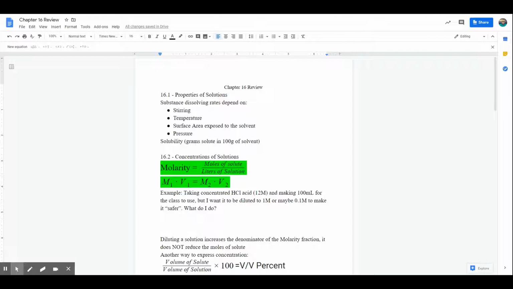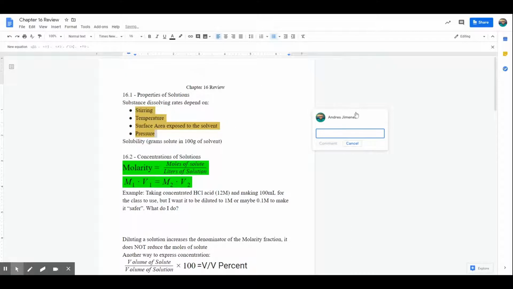And then as we move on, we're going to move into different calculations. And I do want to make one note that for all of these values here, so for example, stirring, you increase stirring, increase temperature, break down, make the surface area larger that's exposed to the solvent, all of those are for most solid substances, but for gases, it's the complete opposite. So I'm going to type that in over here. For gases, it is opposite.